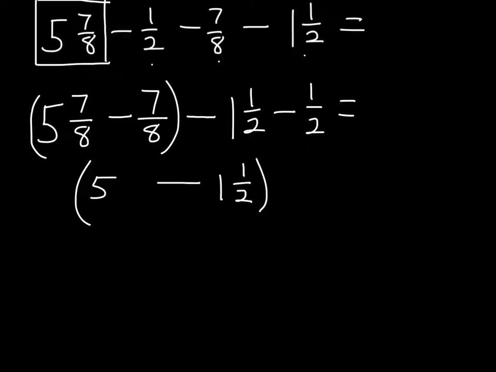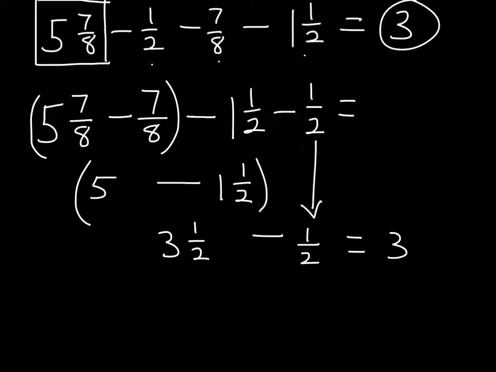5 minus 1 is 4, and 1/2 less than 4 will be 3.5. And then I'm going to subtract my final half here. And of course, 3.5 minus 1/2 is going to be 3. So my final answer will be 3. Now that was a pretty complicated looking problem, but when I put a little thought into it and I looked carefully at the numbers I was dealing with, it turned out to be a very simple problem.